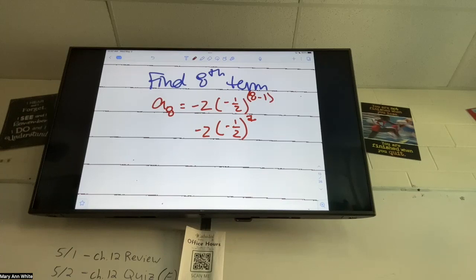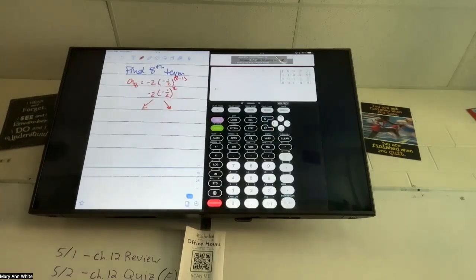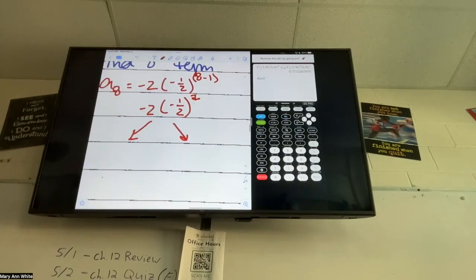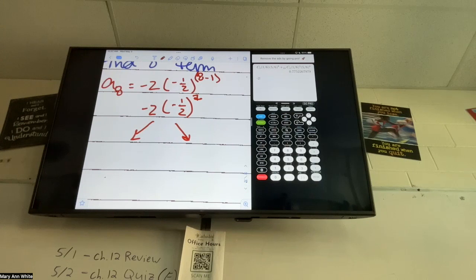I would prefer us to leave this as a fraction, but I will put this in the calculator so we can see what the decimal version is. If I were to just put it in the calculator, you could just do everything that you see. I'm going to do -2 times -1/2 or -0.5 raised to the 7th. That gets you this crazy decimal, 0.015625.